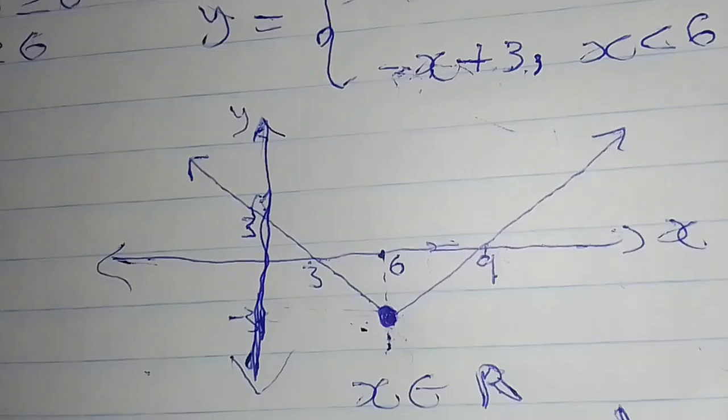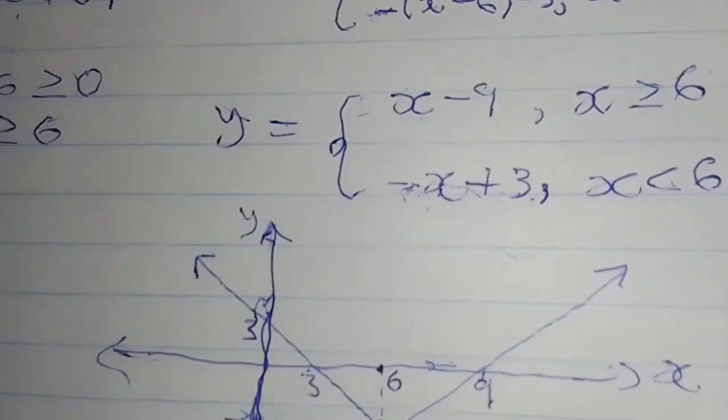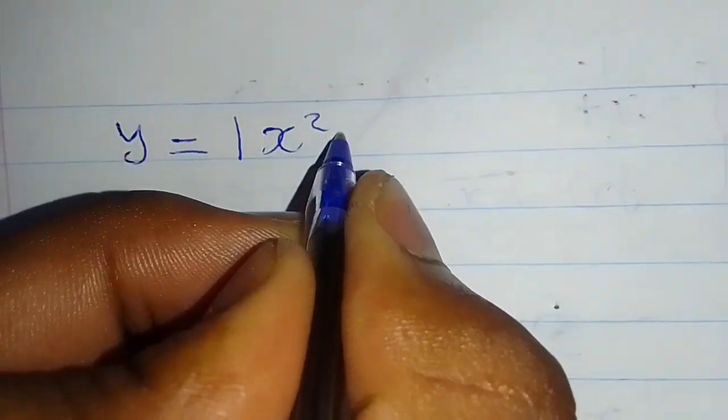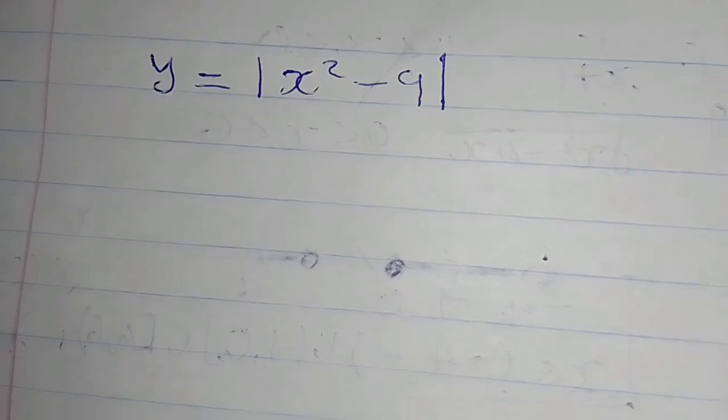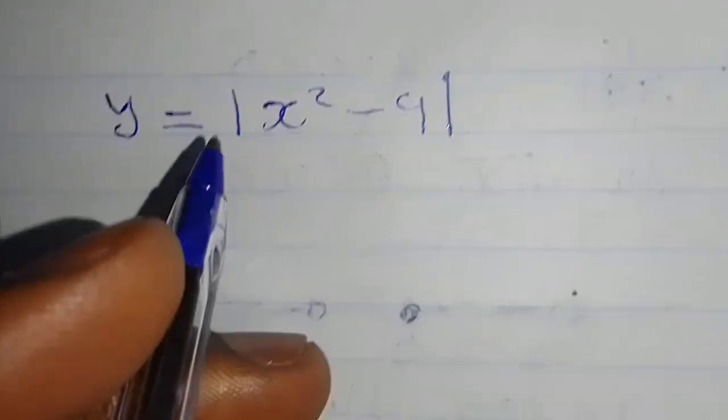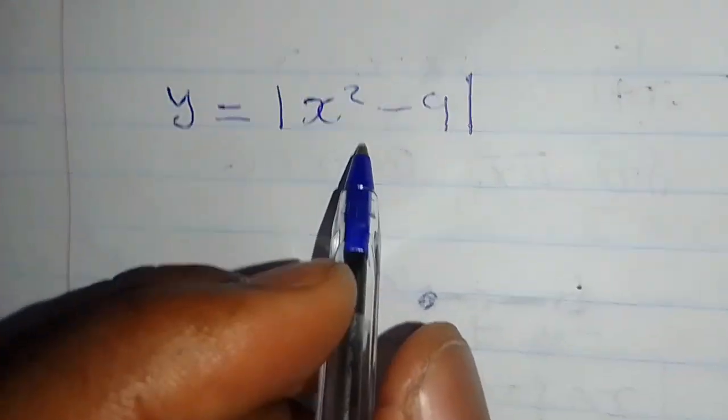So you can practice this stuff. Basically, it's really simple. But let me test you a little bit. Try sketch y equals the absolute value of x squared minus 9, and identify the domain and the range of that. Okay, can you identify what the graph is going to look like?